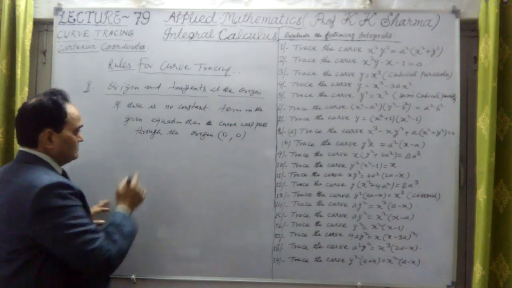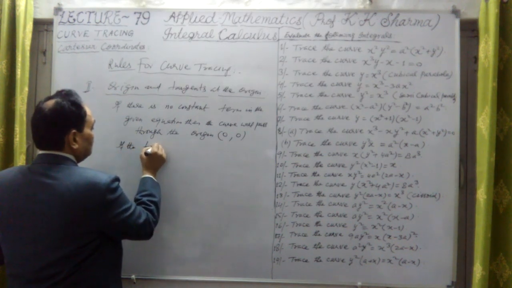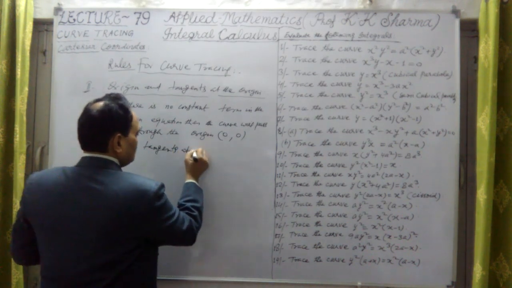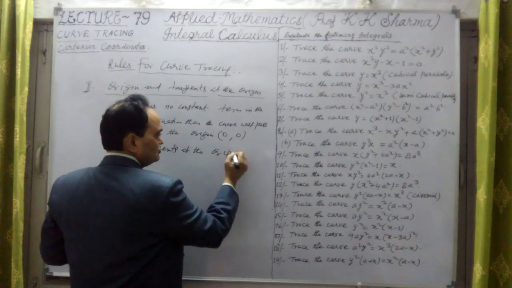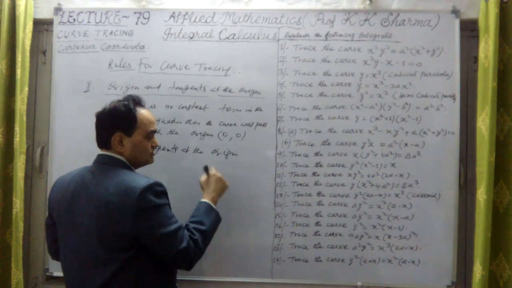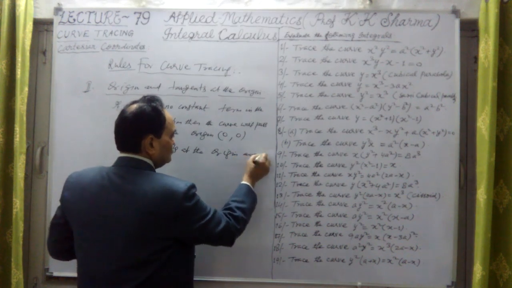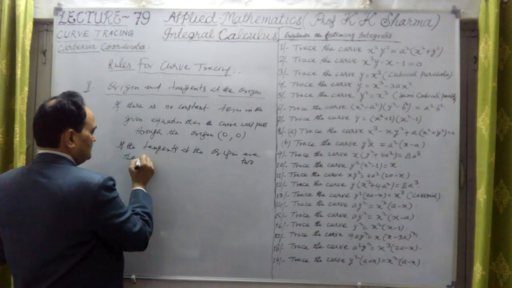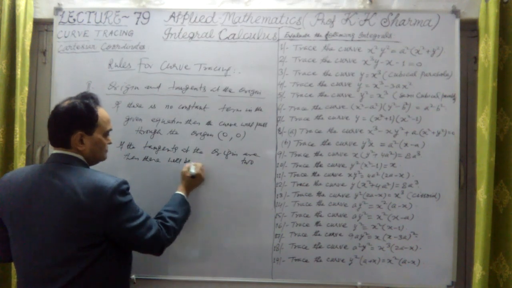So if the tangents at the origin, in this case origin is 0, 0, but sometimes we shift the origin to a given point, we find the point in the given curve, and if the tangents at the given origin are 2, then there will be a double point.